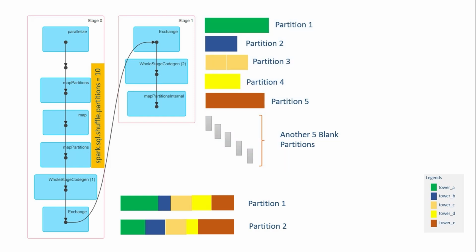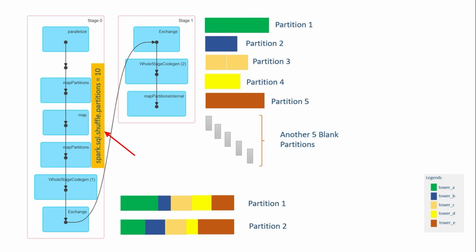Make sense? Now let me ask a question. How many tasks do you need to execute this stage? Any guesses? We need 10 tasks. Why? Because we have 10 partitions in the exchange. Make sense? And that's a problem. 5 partitions are empty, but Spark will still trigger 10 tasks. The empty partition task will do nothing and finish in milliseconds. But Spark scheduler needs to spend time scheduling and monitoring these useless tasks. The overhead is small, but we do have some unnecessary overhead here.